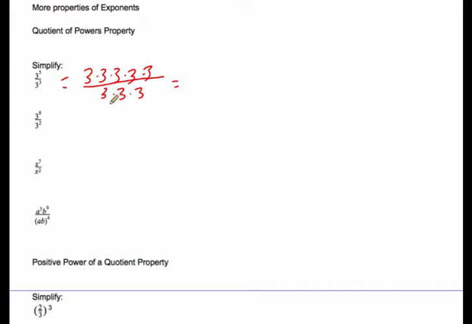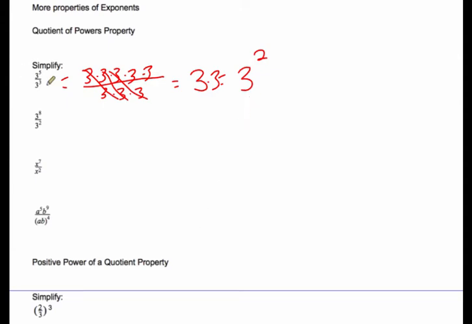Well, what's 3 divided by 3? 1. What's 3 divided by 3? 1. What's 3 divided by 3? 1. So what do I end up with? I end up with 3 times 3, which is the same as 3 squared. Okay, so I end up with 3 squared here.